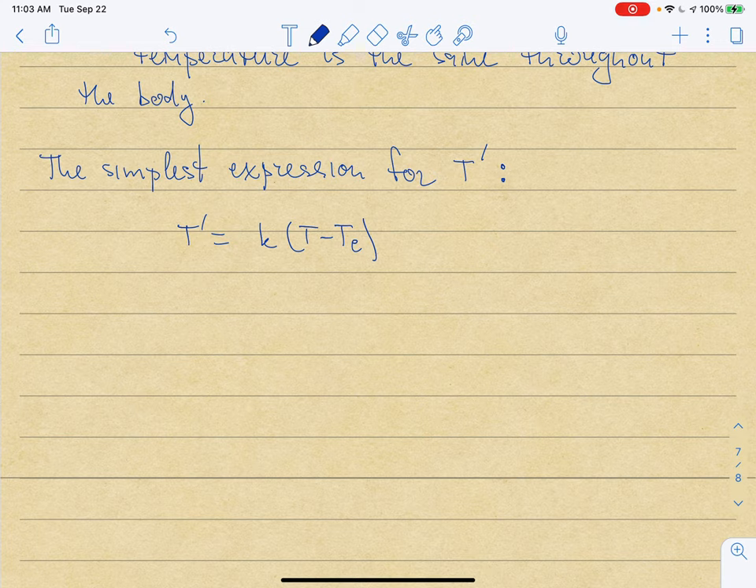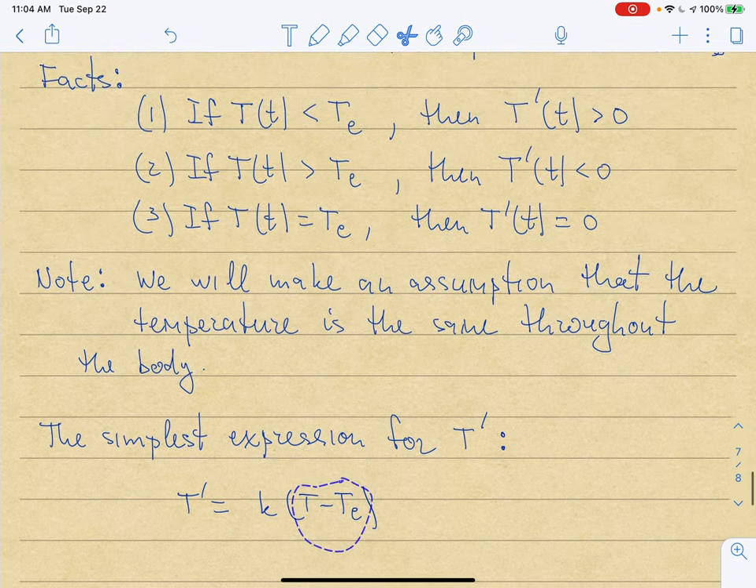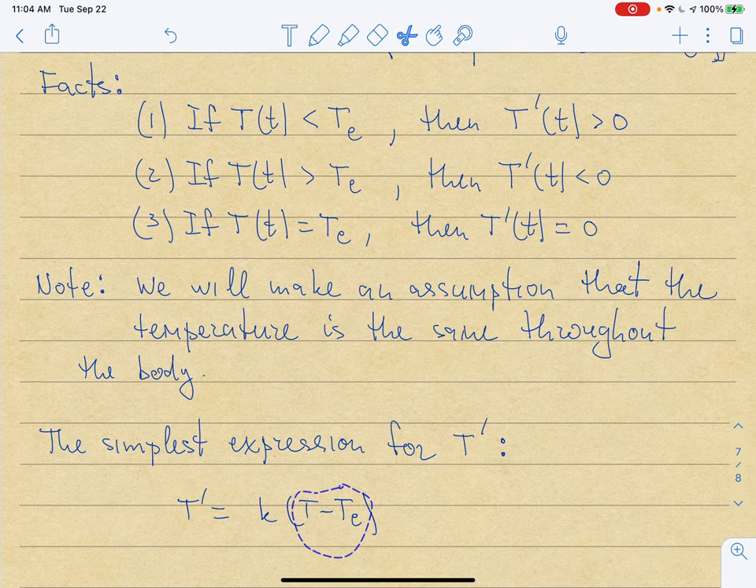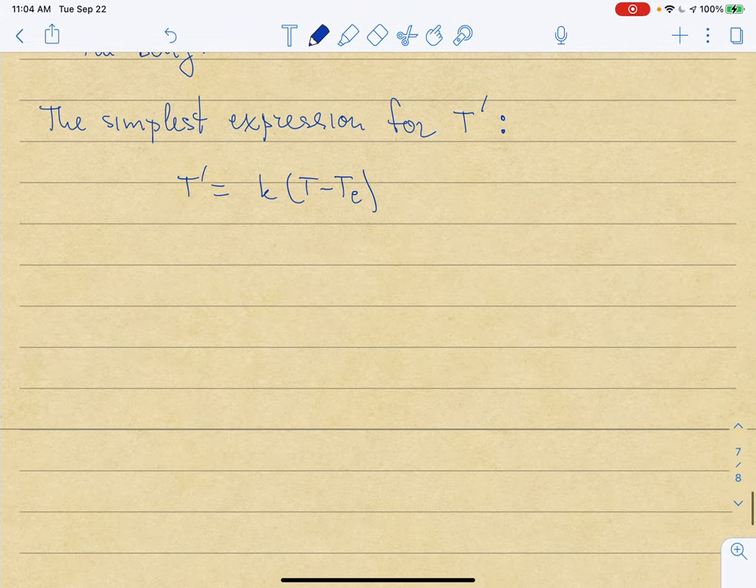If T is equal to Te, then this is 0, so this is good. If T is less than Te, then T minus Te would be negative times k. How should we choose our k? If T is less than Te, we want T prime to be positive. So if T minus Te is negative, we want k to be negative. Or k is positive, but we have to put the minus sign in front of k.